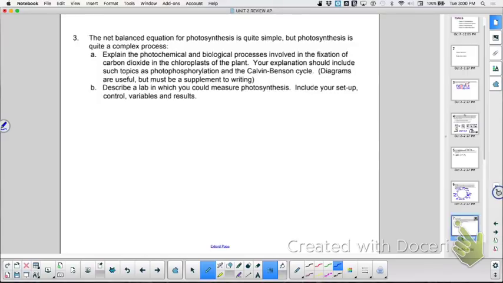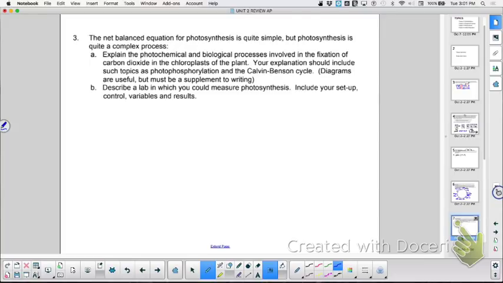Boy, this looks familiar. Now write the net balanced equation for photosynthesis. Quite simple, but super complex. Write your equation out for photosynthesis. These are things where I might ask you to write the equation and then identify what gets reduced and oxidized. Identify what gets reduced, what gets oxidized. Surprising how many people cannot do that.